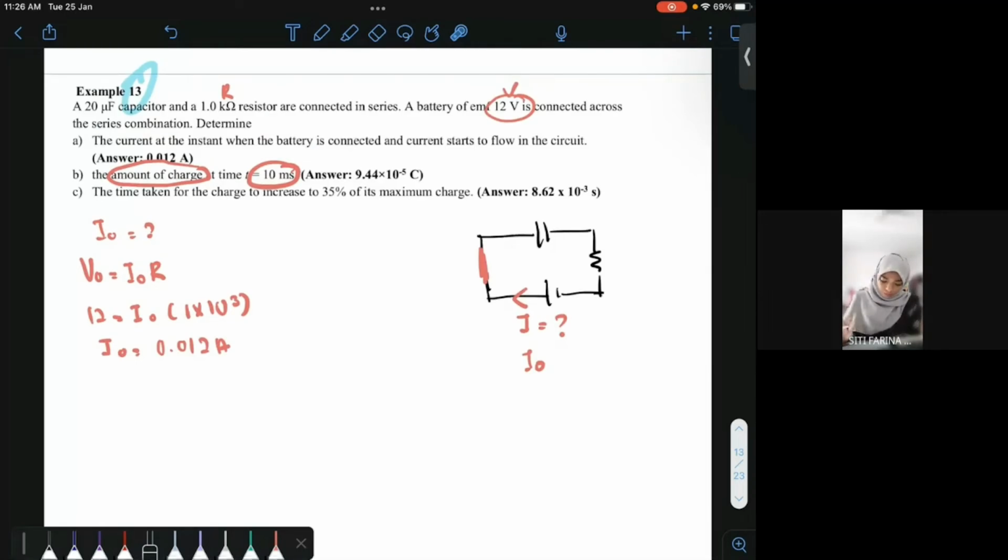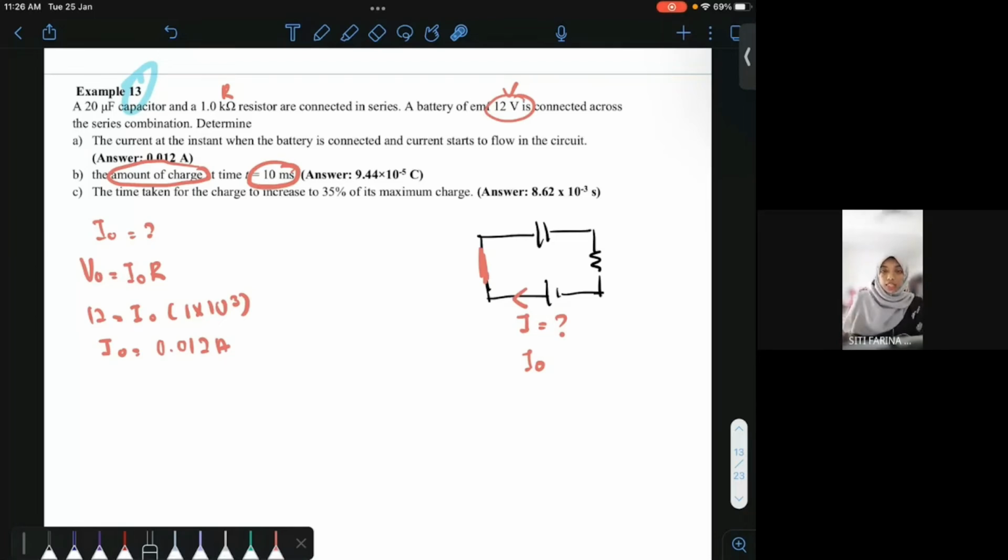Okay, kalau kamu tengok dalam case ini, dia tak cakap pun apa-apa pasal discharging. Dia cuma cakap you have capacitor, resistor connected in series to the battery. Maksudnya kita ada battery. And at question A dia cakap the current at the instant when the battery is connected. Maksudnya kita baru nak start charging dekat sini. Sebab bila current flow, electron akan flow in the opposite direction and slowly accumulate charges on the plate to charge. So this is a charging process.